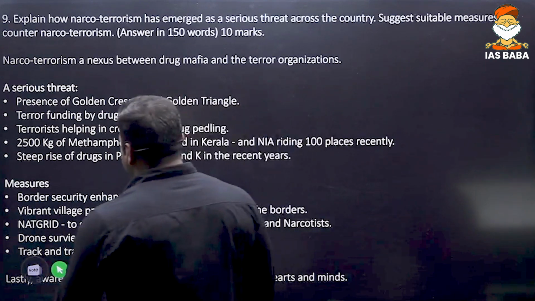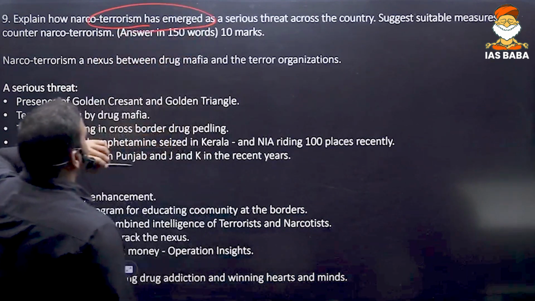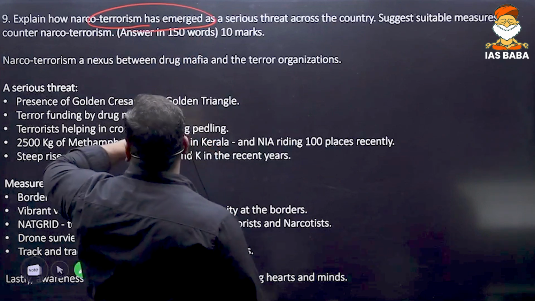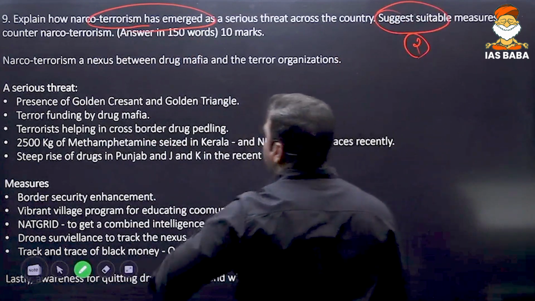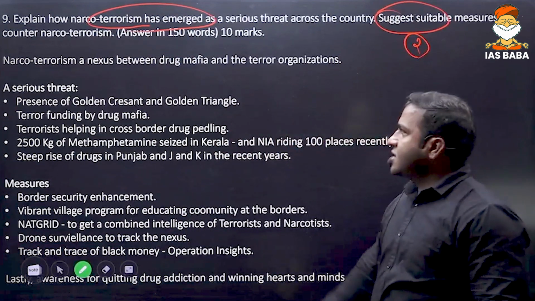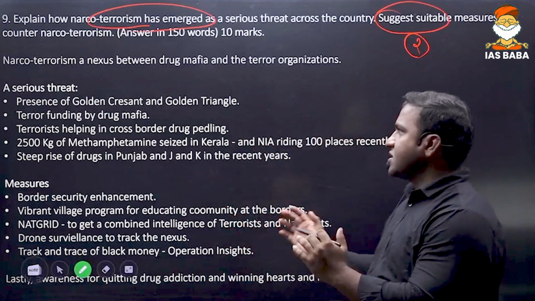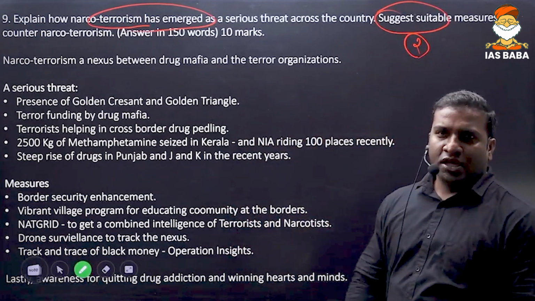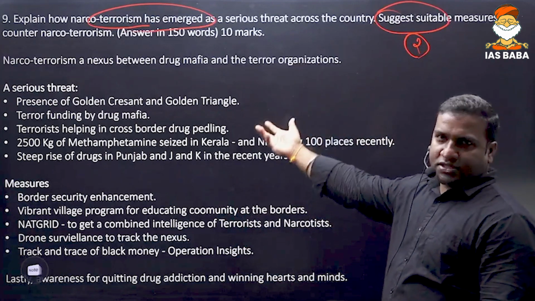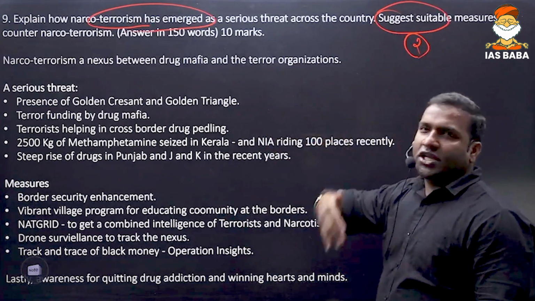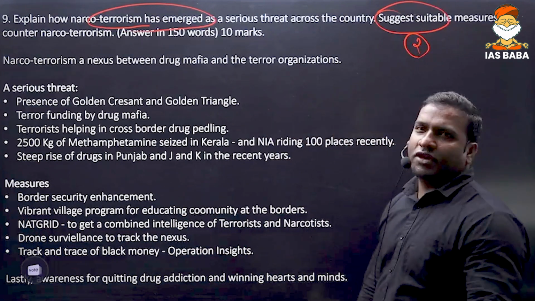Now, first demand of the question, explain how narco-terrorism has emerged as a social threat across the country and suggest suitable measures to counter. Very simple basic question. 2 demands, and say narco-terrorism and nexus between drug mafia and the terror organizations. Briefly explain in the introduction how and in various ways terrorism and drug peddlers can be having a nexus. Yes, they can be having their own business dealings in the underworld. Then a serious threat, how it is a serious threat.